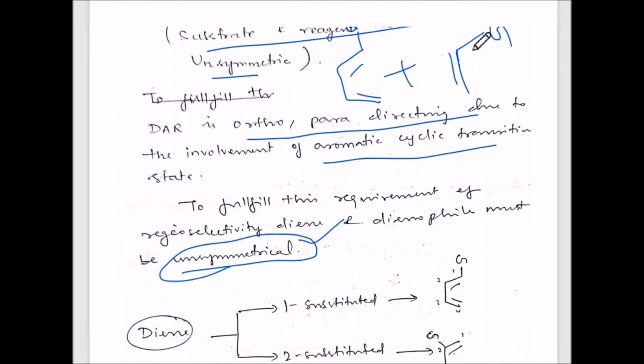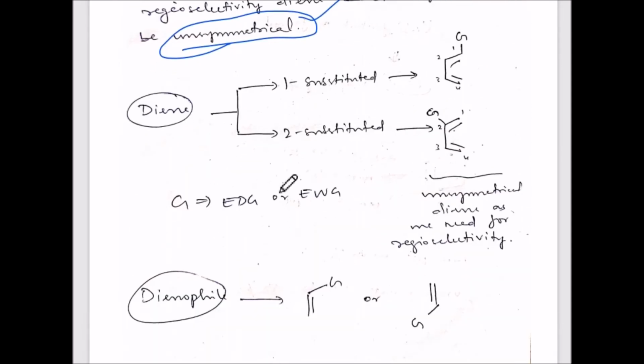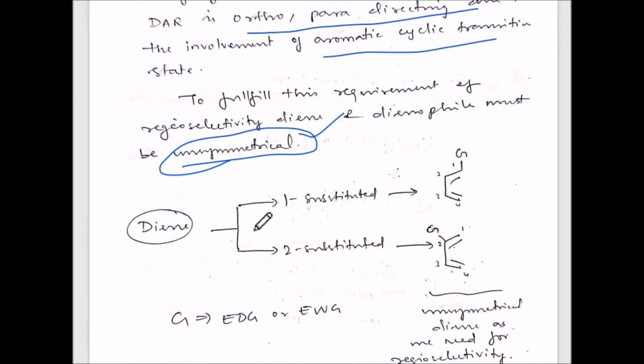This is very important here. So unsymmetrical, I told you what that is. Now you have two types of diene I'm considering here: one substituted diene and two substituted diene. One substituted diene means in the first position carbon you have the substituent, and two substituted diene means in the second position you have the substituent group, right?